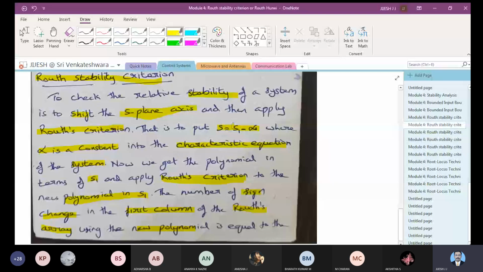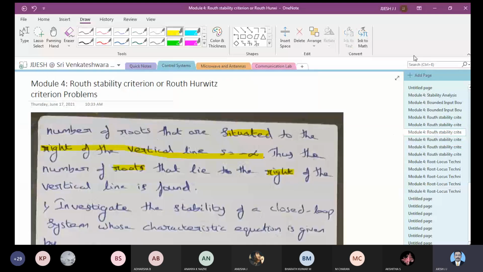The number of roots that are situated to the right of the vertical s is equal to minus alpha gives the number of roots that lie to the right of the vertical line in the s-plane. These are a few more lines you can add. Now we will go with one of the examples.